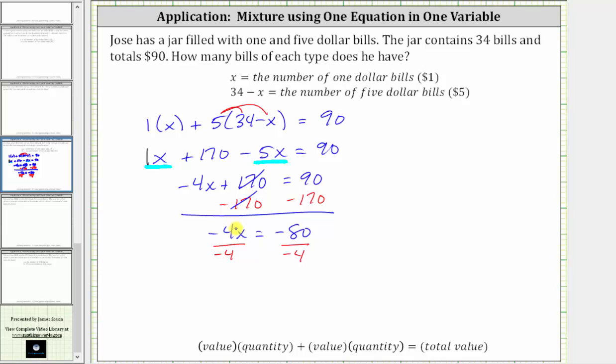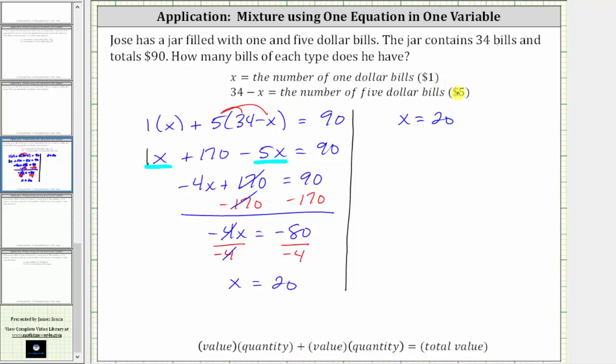Simplifying, negative 4 divided by itself simplifies to 1. 1 times x is x. We have x equals negative 80 divided by negative 4, which is equal to positive 20. So now that we know that x is equal to 20, we know Jose has 20 $1 bills.